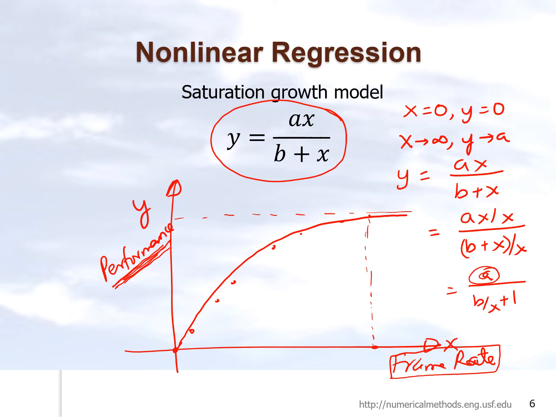So in this case, you'll have a saturation growth model. The performance is 0 when there are no frames being shown to you, right? But as the frame rate increases, more and more frames are shown per second, you will find that the performance of the animation which you will see turns out to be a good one. So that's the nonlinear regression.